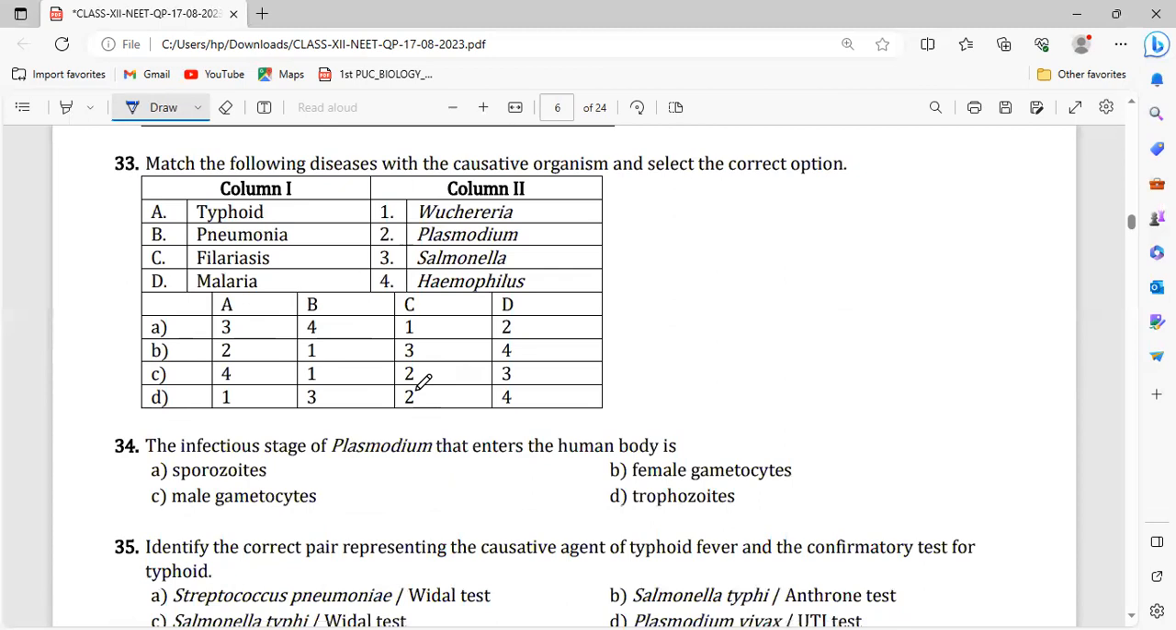Then the same type of question again. Here the typhoid causative agent is Salmonella. So A is matching with 3. So it's the first option. Pneumonia with Salmonella, filariasis with Wuchereria, malaria with Plasmodium. It's the same type of question, almost the same, only the genus name is given. The rest is the same as the previous question.